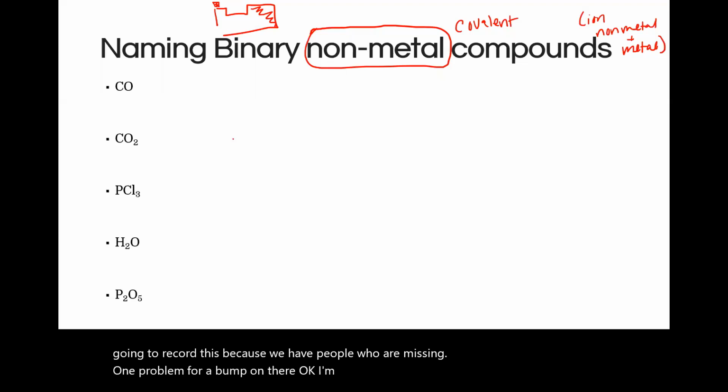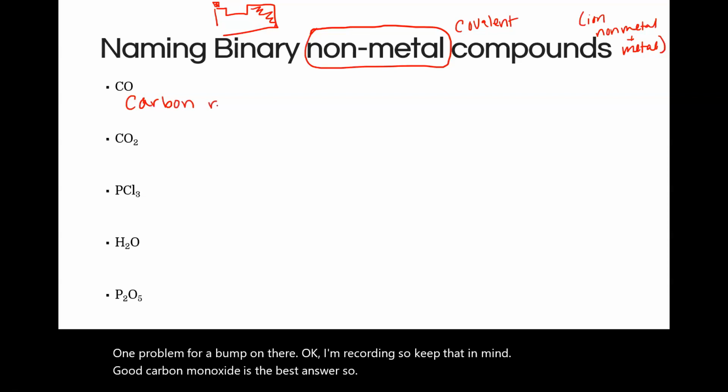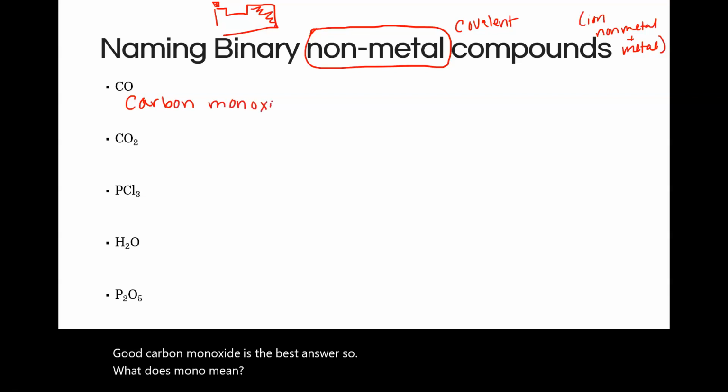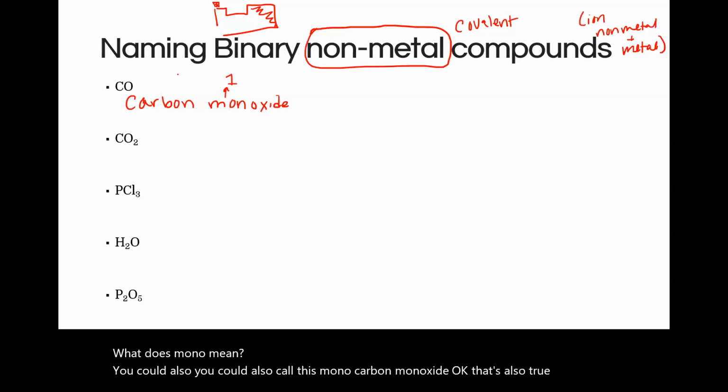So keep that in mind. Good. Carbon monoxide is the best answer. So what does mono mean? It means one, or singular. So you could also call this monocarbon monoxide. Okay, that's also true, technically. We don't usually, but it's also true.